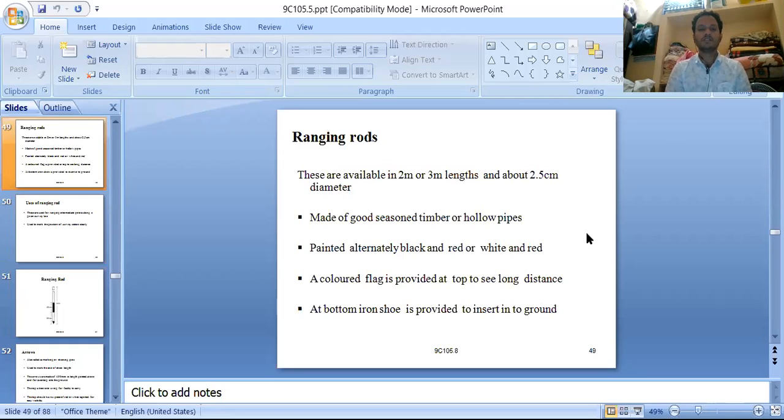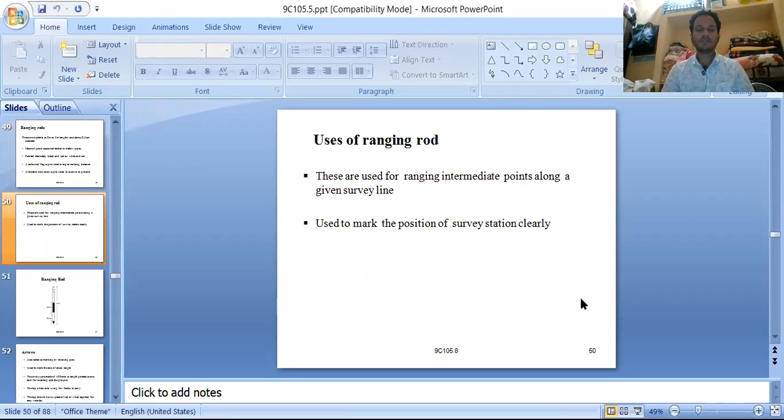And we have ranging rods, which are very essential in chain surveying. These are available in 2 meter or 3 meter lengths. They have a diameter of 2.5 centimeter. It is made of seasoned timber wood or hollow pipes, painted alternately black and red or white and red. A colored flag is provided at the top to see long distances. At the bottom, an iron shoe is provided to insert in the ground.